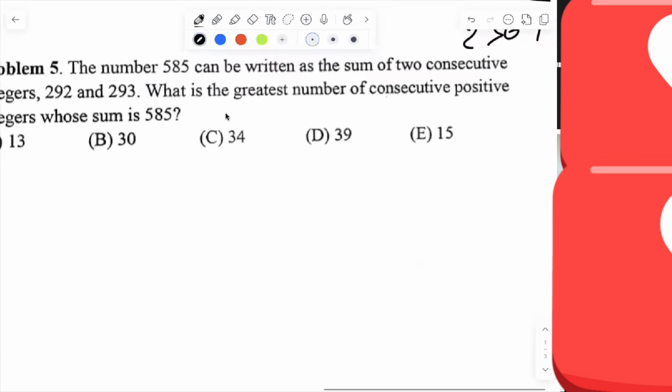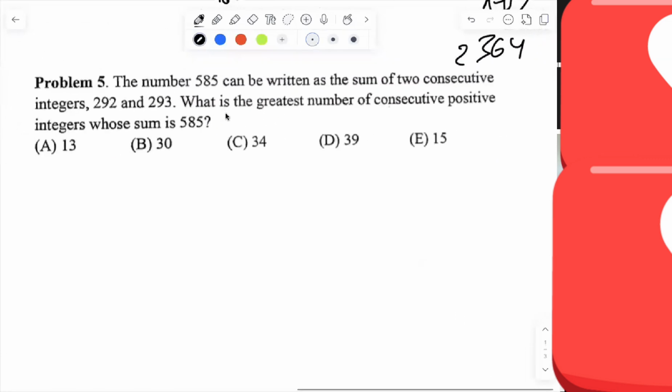Problem 5. The number 585 can be written as a sum of two consecutive integers, 292, 293. What is the greatest number of consecutive positive integers whose sum is 585?